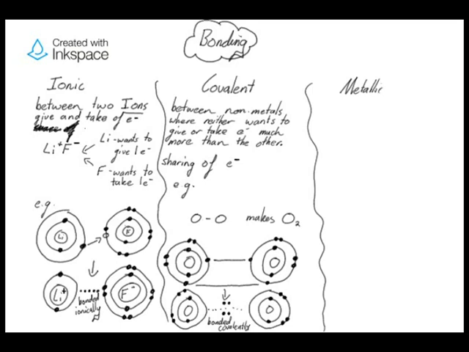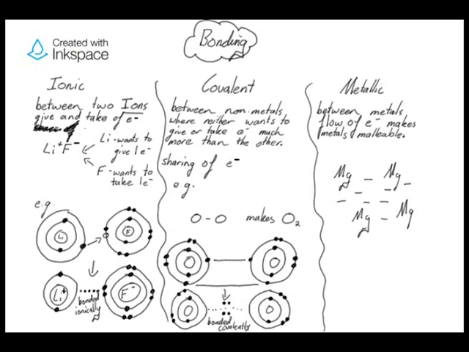And our last type of bonding is, I think, the most fantastic. I love it because our modern world is based around this. It's between metals. It's the flow of electrons that makes metals malleable. Malleable just means bendy, able to be squished or reshaped. And so we just have a whole bunch of magnesium atoms here.